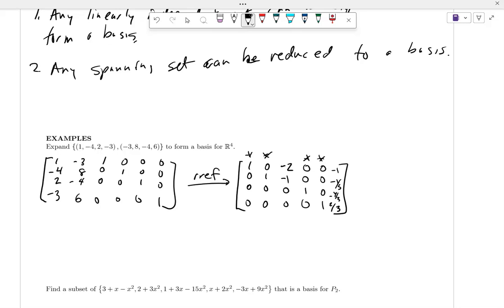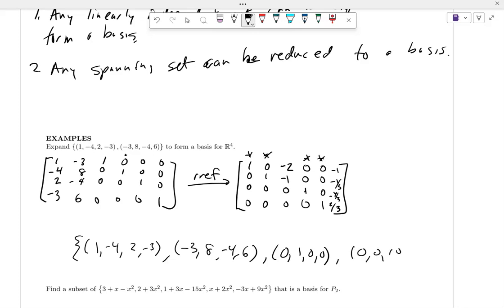But I want to go back to the original that corresponds. So my basis will be 1, -4, 2, -3, and -3, 8, -4, 6. Don't use this vector. I want to use the corresponding one back in the original: 0, 1, 0, 0, and 0, 0, 1, 0. Those are the ones that give me new information.